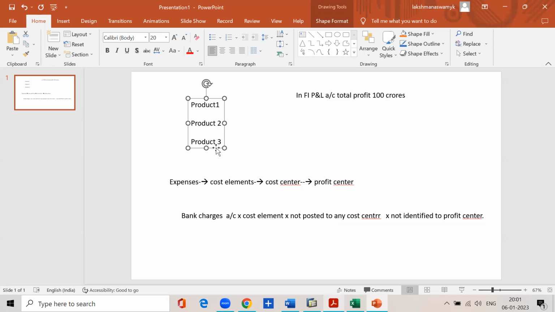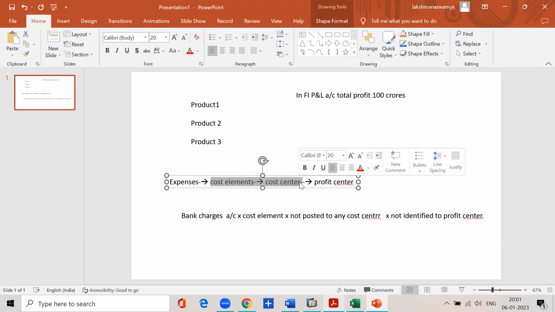Yes, sir. That's why we create one dummy profit center. Then all the expense GL accounts, revenue GL accounts, and balance sheet GL accounts, which do not find any account assignment like this, will be transferred to the dummy profit center. So we can analyze these expenses and revenues as they are in the dummy profit center. Otherwise, we can transfer them to any required profit center in profit center accounting. So in that case, the sum of the profits in product 1, product 2, product 3, and the dummy profit center will be equal to the profit in the P&L account. Clear?